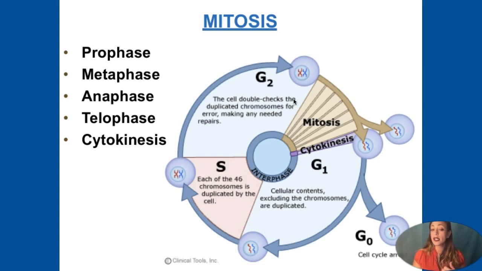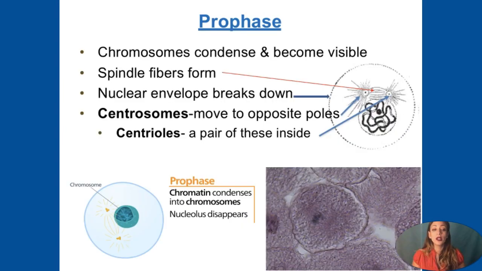And if it doesn't get stopped at this checkpoint, then pretty much you have a mutating cell replicating, and unfortunately, it can usually lead to cancer, because there's nothing controlling it from replicating faster and faster. So let's start with the different phases of mitosis.